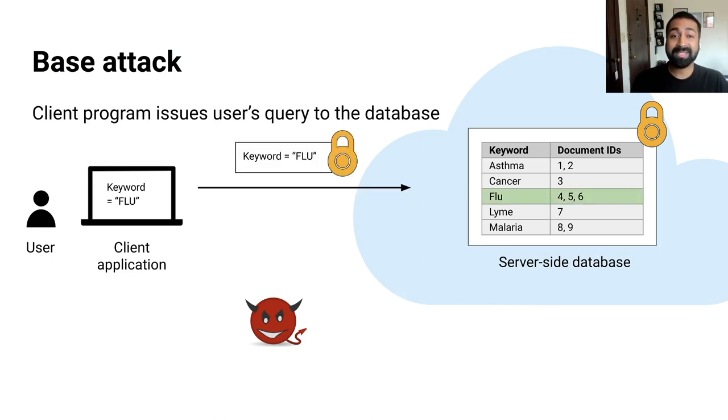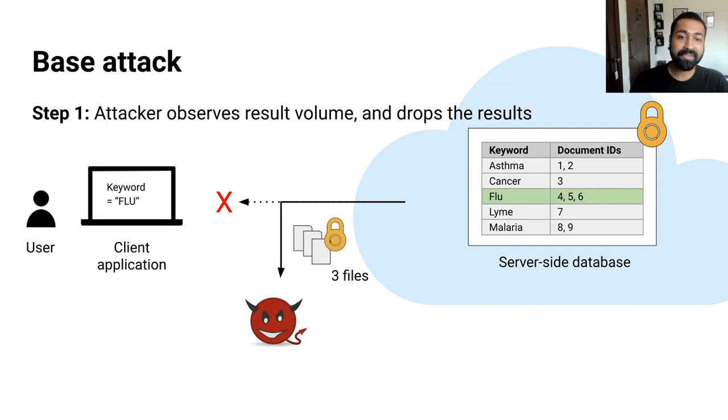The client program sends the query to the server. In this case, the word flu is present in 3 documents, so the server retrieves these documents. The first step for the attacker is to observe the volume of query results, which is 3 files, and the attacker then drops the query results.